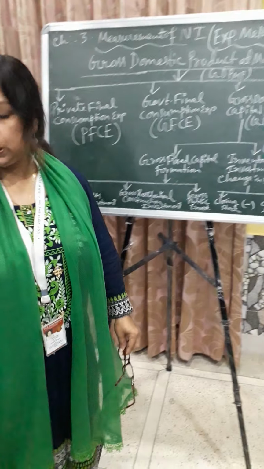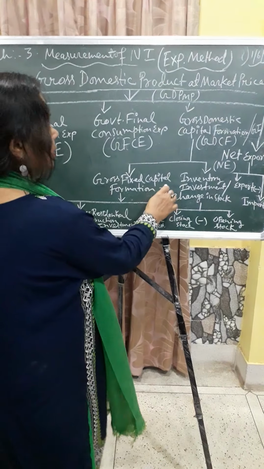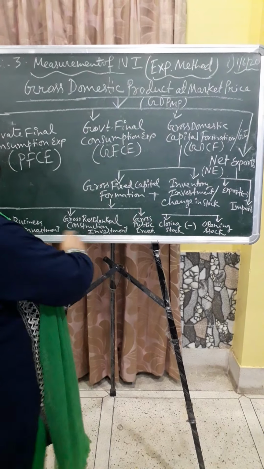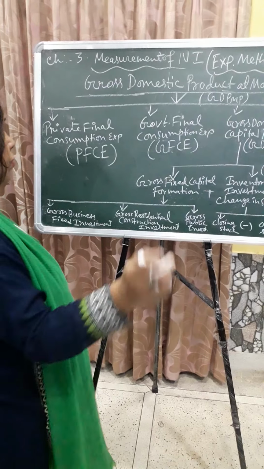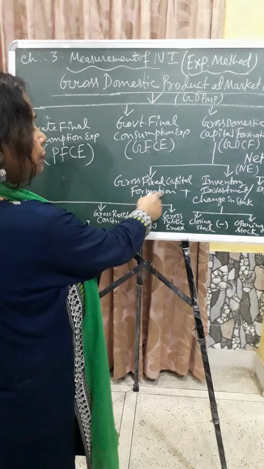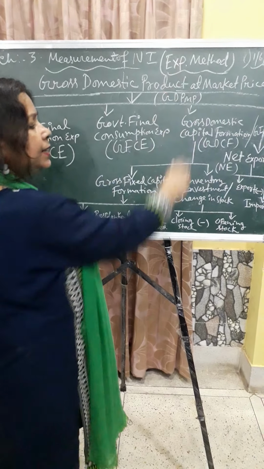So how to calculate GDCF? You add these two portions, then you get GDCF. Sometimes we have seen that gross fixed capital formation is given in its three parts. So first you add 1, 2, 3 to get gross fixed capital formation, and add change in stock, then you calculate GDCF.